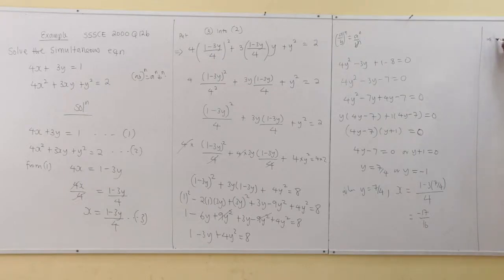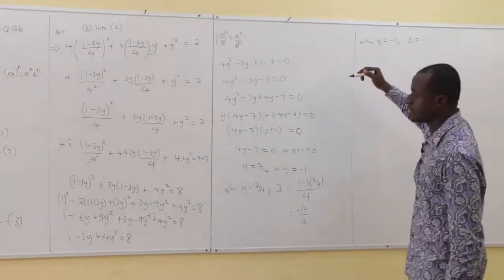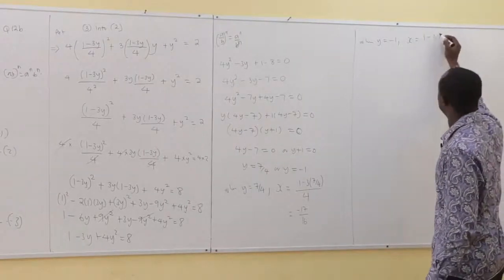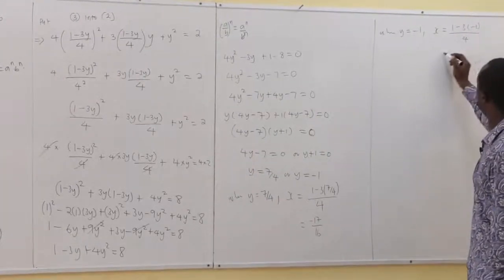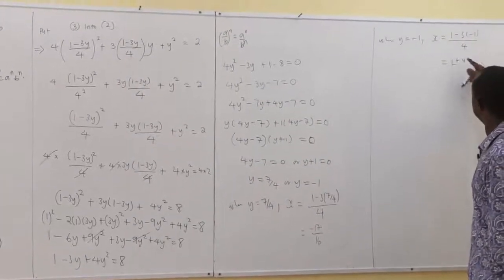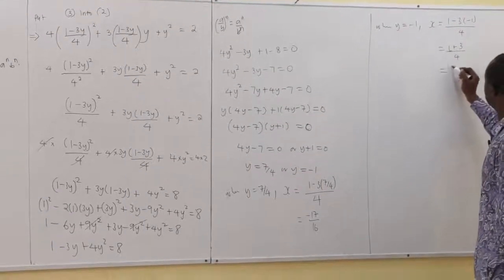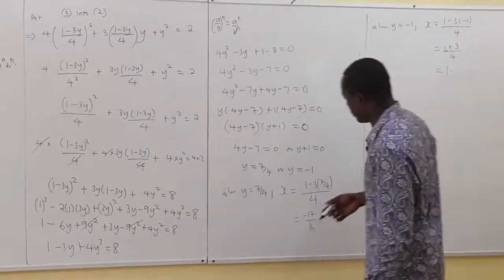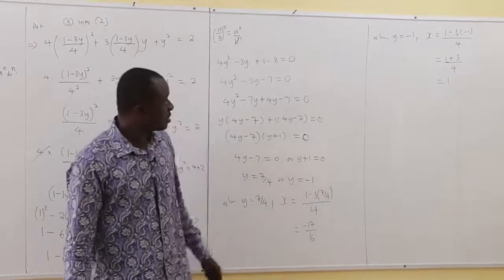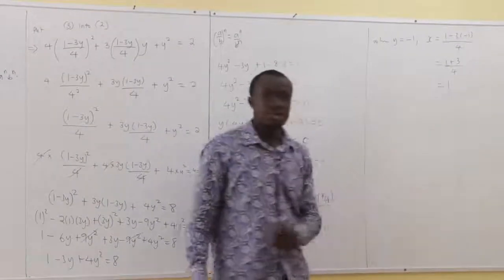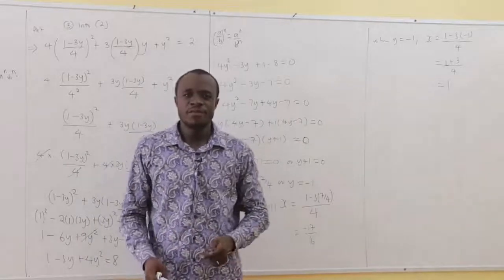And when y is negative 1, x is 1 minus 3y, what is our y? Negative 1, and then all over 4. What do you have? 1 plus 3, negative, negative, positive, all over 4, and this is giving us 1. So clearly, when y is 7 over 4, x is negative 17 over 16, and when y is negative 1, x is equal to positive 1. That is very, very easy.